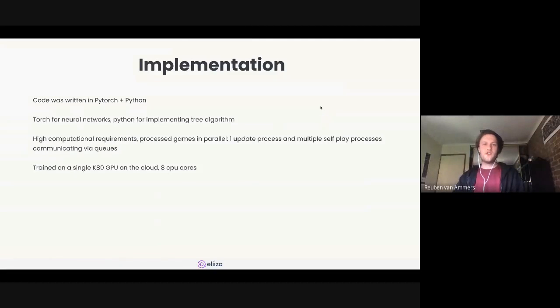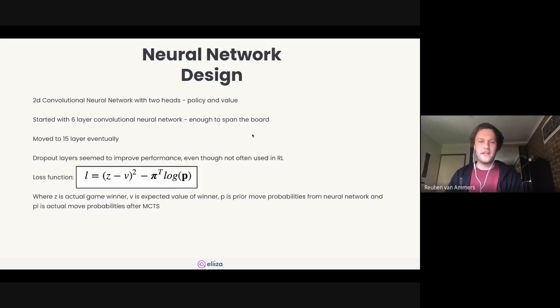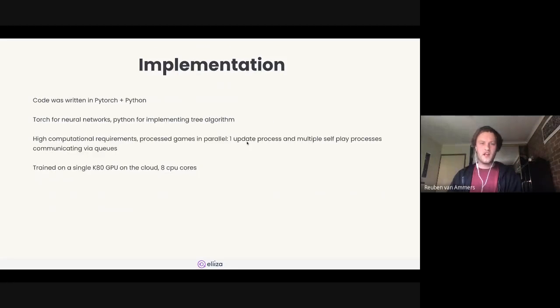Yeah, so the code you just saw was written in PyTorch and Python. We use Torch for the neural networks and Python for implementing the tree algorithm. Because of the high computational requirements, I processed games in parallel. We had one update process, which trained the neural network, and multiple self-play processes, which played games for the neural network to train from. This was trained on the cloud with a K80 GPU and 8 CPU cores.